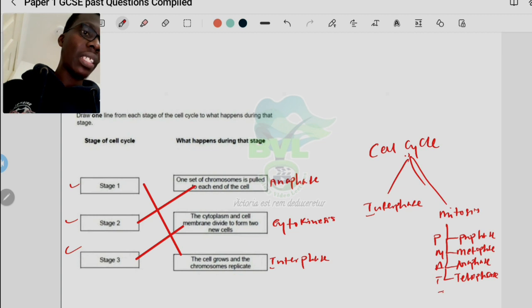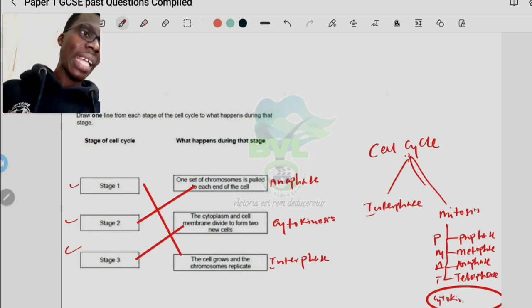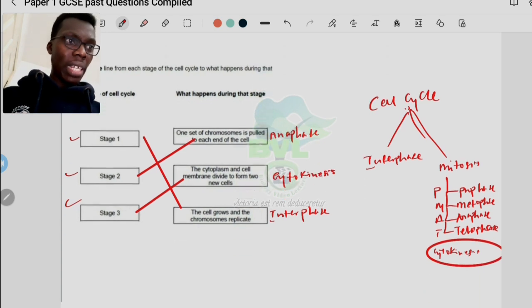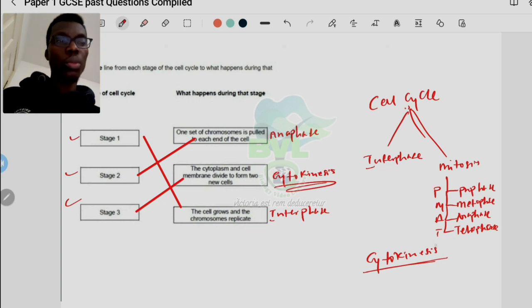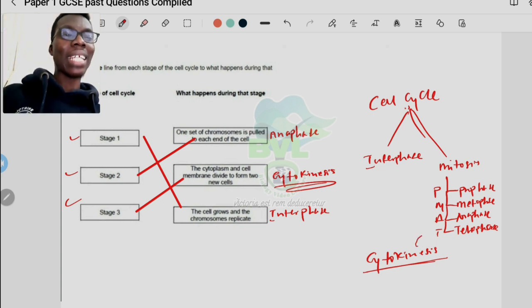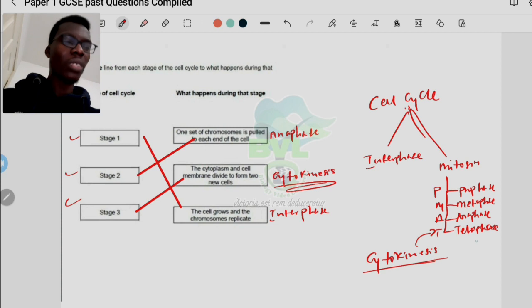Now, after telophase, we have this separate process called cytokinesis. The point is, some books will add cytokinesis as the last stage of telophase. Well, it depends really, but it's a bit different in a way, yes.